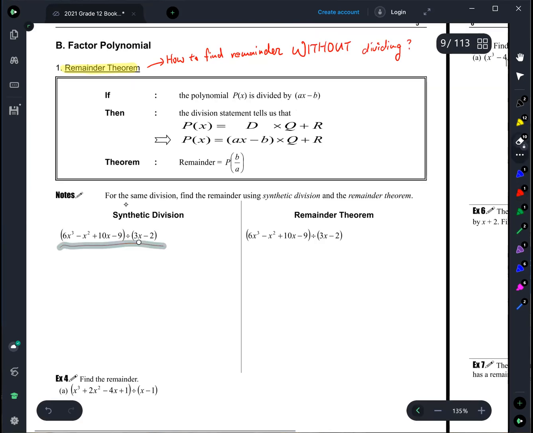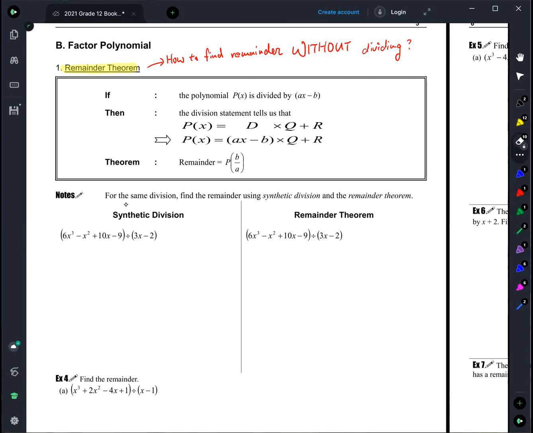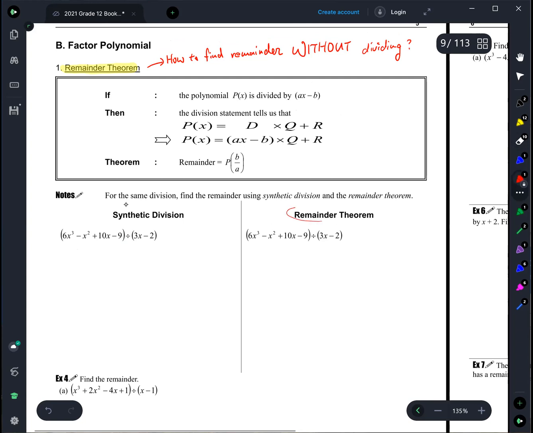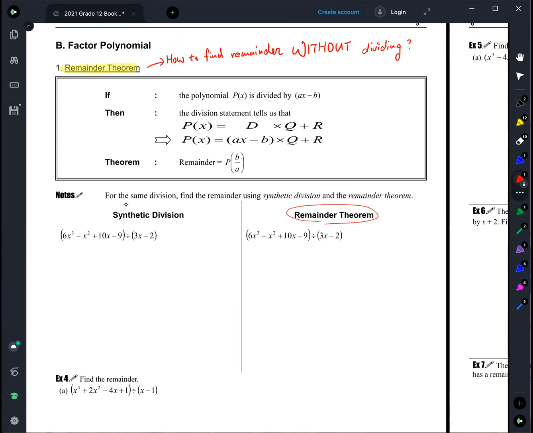Okay, so let's take a look. We won't start with the synthetic division yet, because we know it will work. It can tell you the remainder. Let's look at the right side first. Both of them are the same question. We're going to find the remainder in two different ways. So we'll go to the conclusion first, and we'll go back and explain why it works.